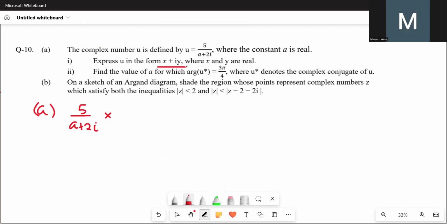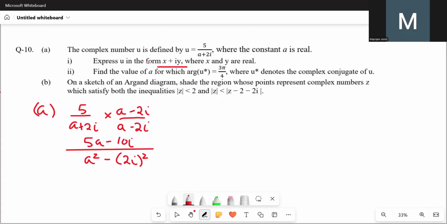That means we multiply and divide it with the conjugate pair, which is a minus 2 iota. In the denominator, we're going to apply the identity a squared minus b squared. Numerator becomes 5a minus 10i. So 5a minus 10i upon a squared minus, this will become minus 4 because iota square is -1. So we get a square plus 4 in the denominator.